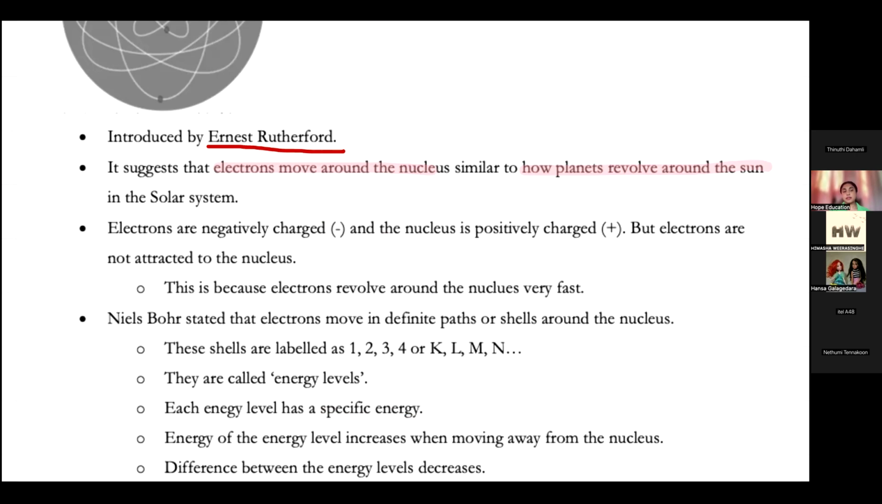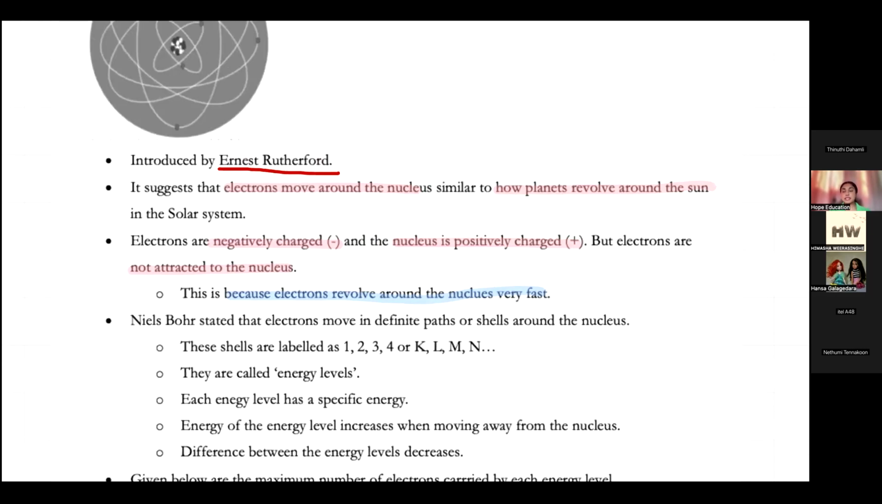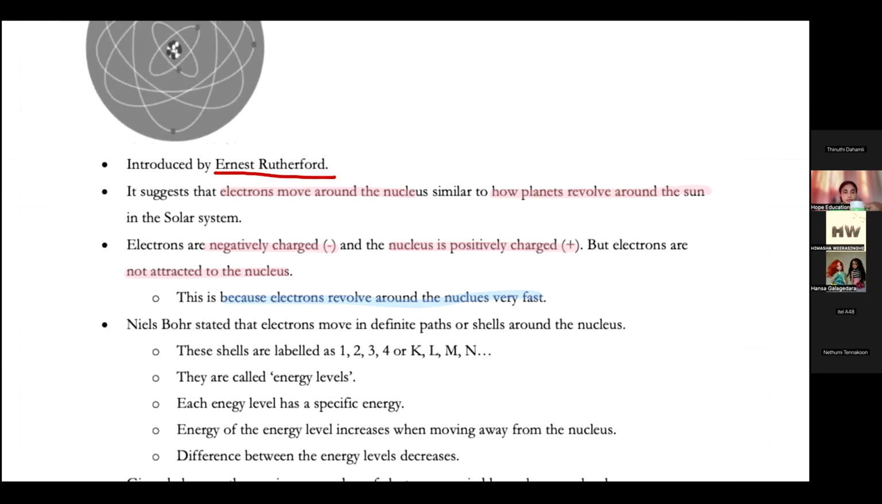Why does this happen? Electrons are negatively charged, nucleus is positively charged, but electrons are not attracted to the nucleus. Why is that, Kela? Then you write the reason as because electrons revolve around the nucleus very fast. Okay? Up to that point, is it clear? Please give me a thumbs up. If you have any questions, you can ask in the chat box.